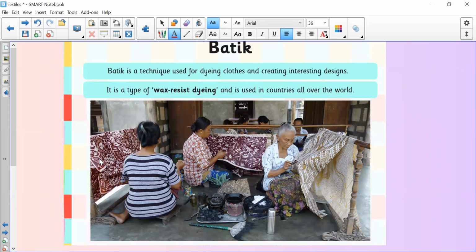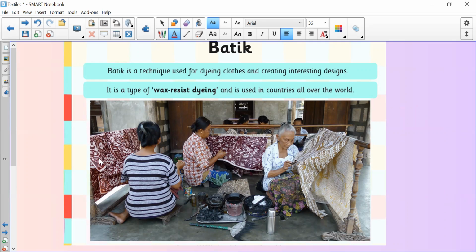Okay, so today we're going to be exploring another textile art which is called batik. So batik is a technique used for dyeing clothes and creating interesting designs. It is a type of wax resist dyeing and is used in countries all over the world.